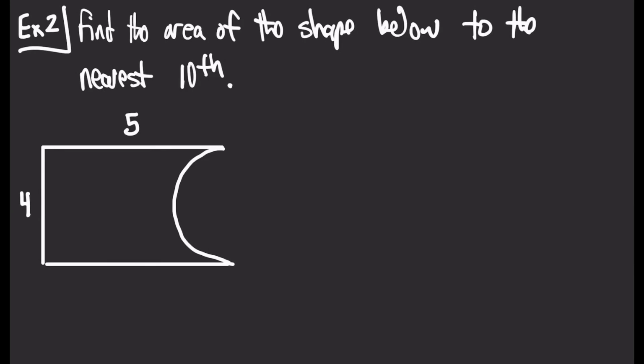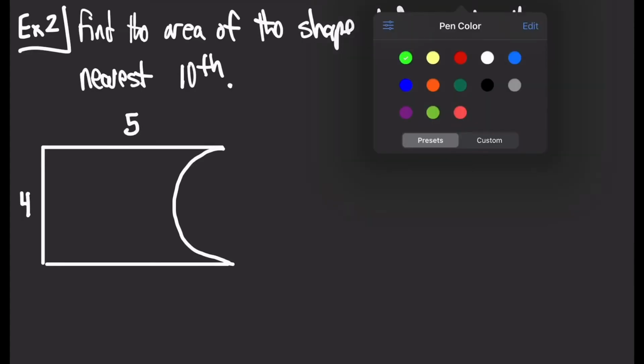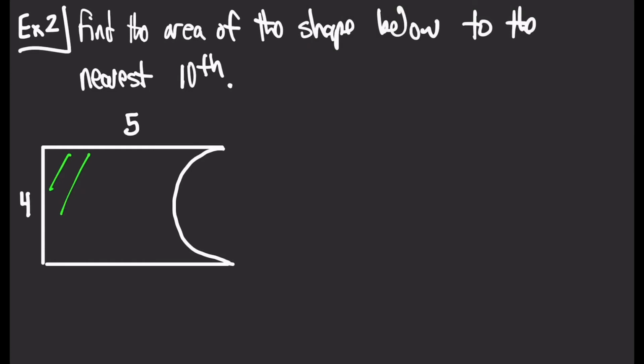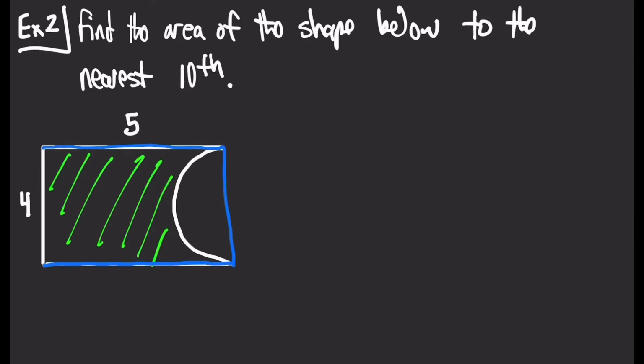Okay, our next example. Similar to the one we did, because I'm going to be using the same two shapes. I'm going to be using a rectangle and a semicircle. But notice here, this is a little bit different. So I've got a rectangle. All right, so let me find the area of that rectangle first. That's length times width, so that's going to be 4 times 5. That's going to be 20. And here's my semicircle.